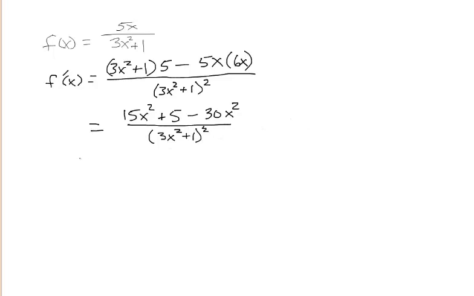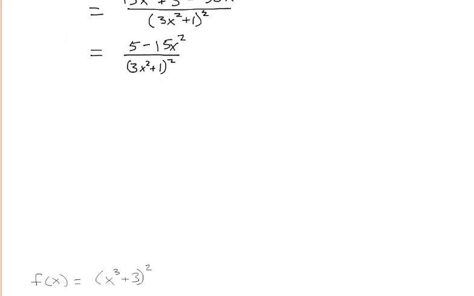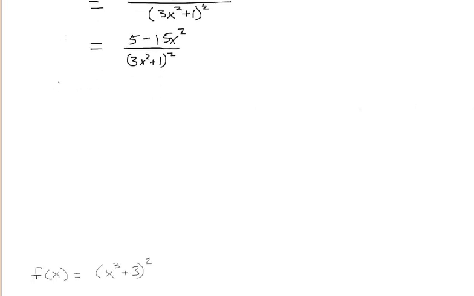And then I'm going to simplify this one more time. I'm going to combine my x squared terms. So f prime of x is equal to 5 minus 15x squared divided by 3x squared plus 1 squared. And we're going to use this now to take our second derivative. So we got it in the simplest form possible.